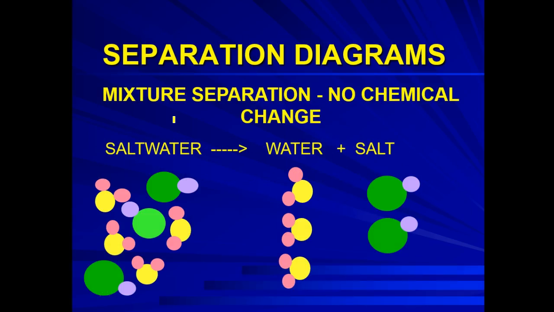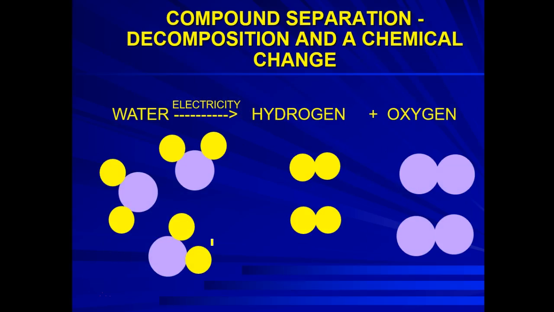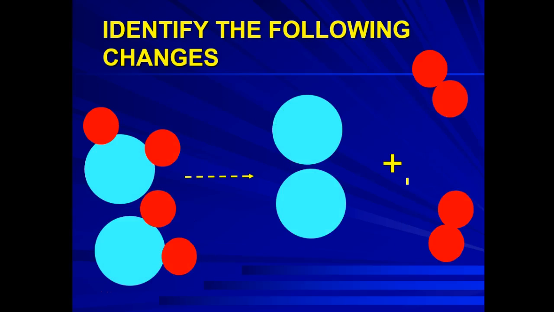Okay, so mixture separation, there's no chemical change. We take salt water, we just divide it into salt and water. But you notice this is the mixture. But if we take water and we turn it into hydrogen and oxygen, that is a chemical change. We've taken a compound that looks like Mickey Mouse and we've turned it into two diatomic molecules.